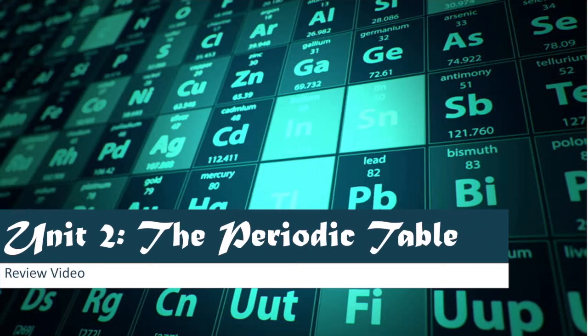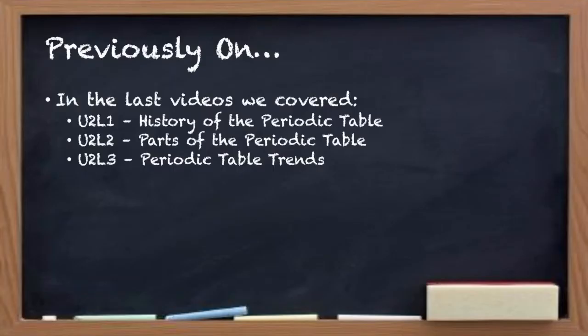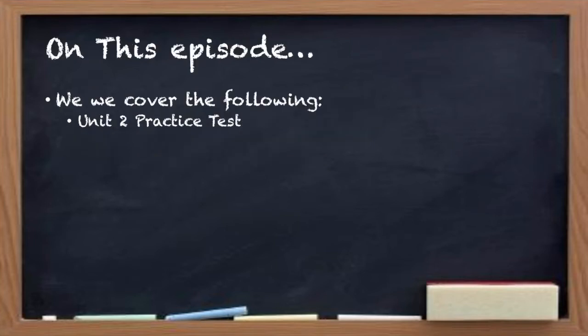This is the review video for Unit 2. In the last few videos of this topic, there are only 3 lesson videos. We talked about history of the periodic table, parts of the periodic table, and the periodic table trends. And in this video, we're going to go over the Unit 2 practice test.